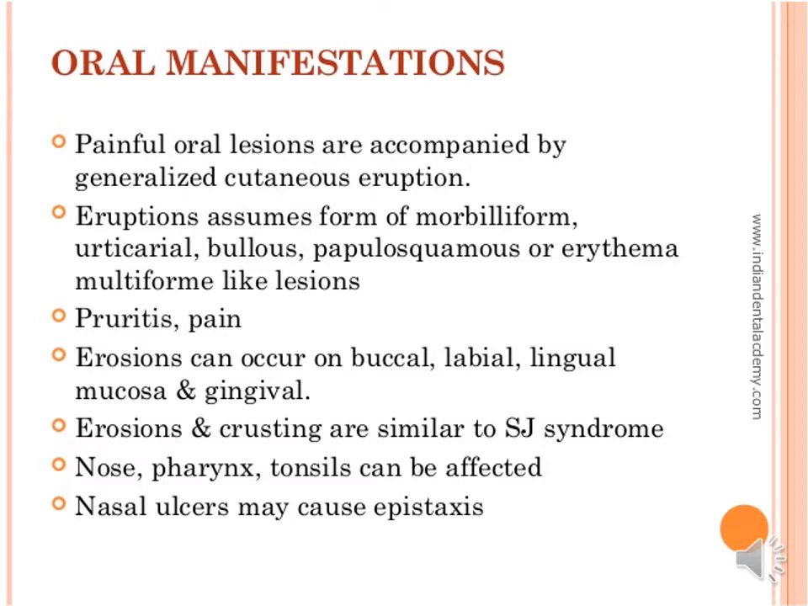Oral manifestation: painful oral lesions are accompanied by generalized cutaneous eruption. Eruption assumes the form of morbilliform, urticarial, bullous, bullosquamous or erythema multiforme-like lesions. Pruritus, pain and erosion can occur on buccal, labial, lingual mucosa and gingiva. Erosion and crusting are similar to Stevens-Johnson syndrome. Nose, pharynx, and tonsil can be affected. Nasal ulcer may cause epistaxis.